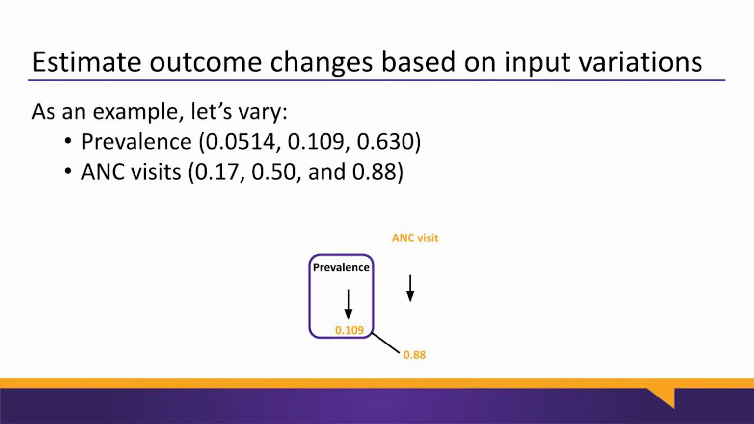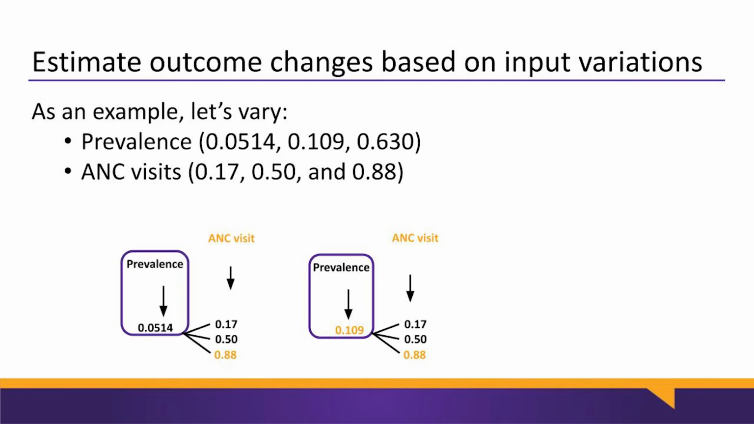Now, in our sensitivity analyses, we're only going to do one-way sensitivity analyses, where we're going to keep one variable still, and we're going to vary another variable. And so in this situation, we're going to keep our prevalence still. And our prevalence is at 10%. And our current status quo as far as ANC visits is 88%. But when we have our prevalence set at 10%, we're going to vary our ANC visits from 17 all the way up to 88% with the 50% in the middle. And we do the same thing for the other prevalences and the ANC visits that we stated earlier.